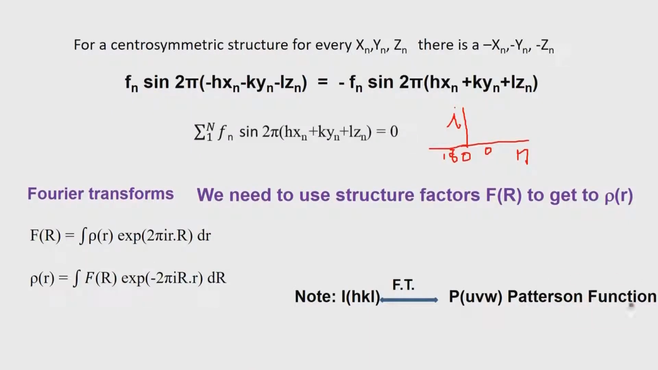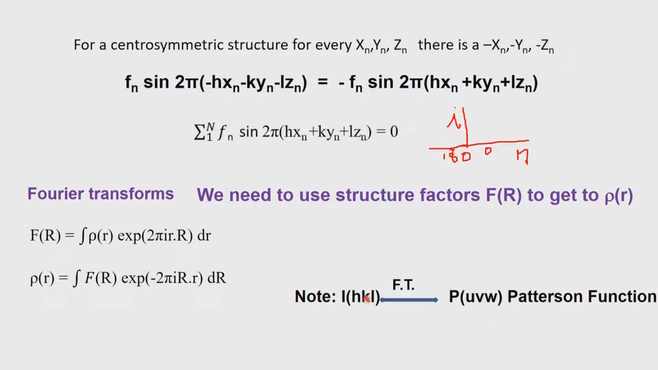What we get when we use the Fourier transform of I of HKL is the Patterson function P of UVW, which is essentially a vector map. It depends upon the vector distance between atom 1 and atom 2. So, if there are two atoms, the distance between the atoms is characteristic of u, v and w. So, u is equal to x1 minus x2, v is equal to y1 minus y2, w is z1 minus z2. So, the interatomic distance is the function which becomes the so called Patterson function. Here there is no phase problem.